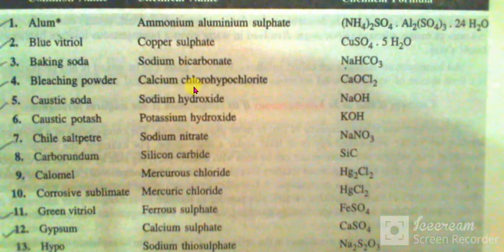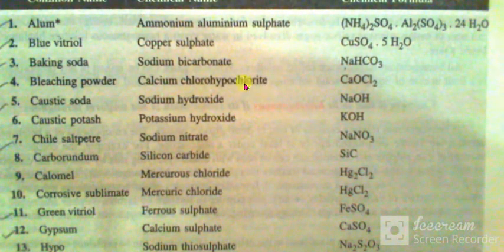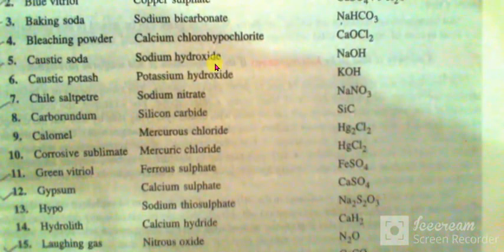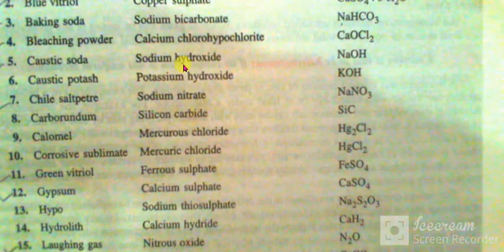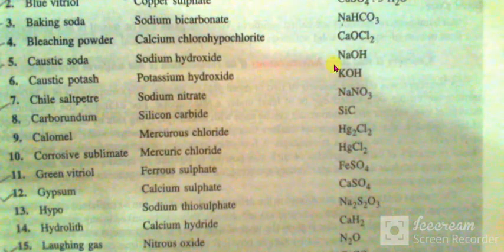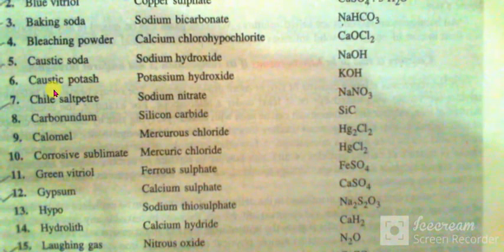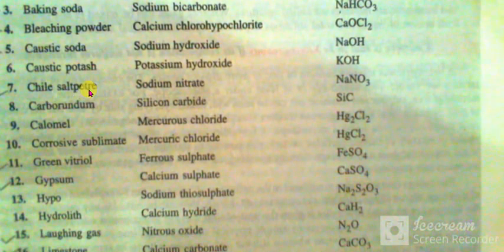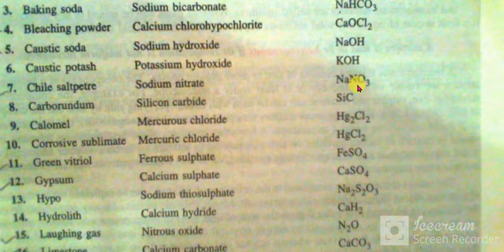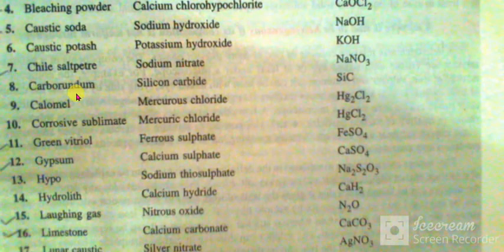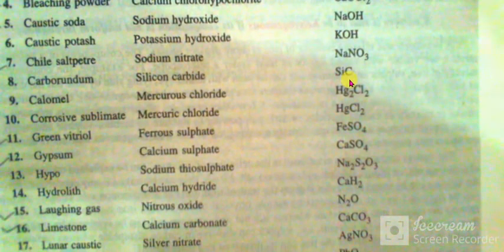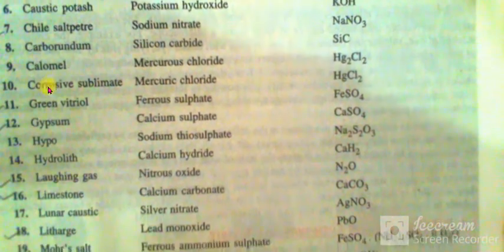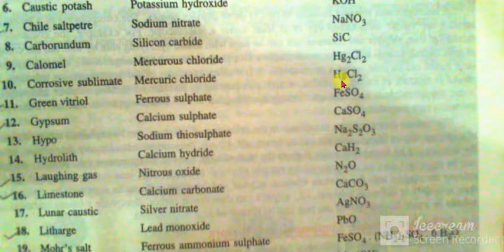Bleaching powder, calcium chlorohypochlorite, CaOCl2. Caustic soda, sodium hydroxide, NaOH. Caustic potash, potassium hydroxide, KOH. Chile saltpeter, sodium nitrate, NaNO3. Carborundum, silicon carbide, SiC. Calomel, mercurous chloride, Hg2Cl2. Corrosive sublimate, mercuric chloride, HgCl2.